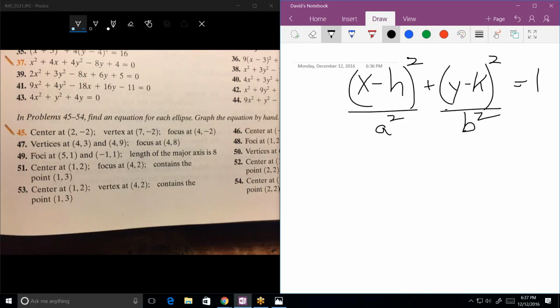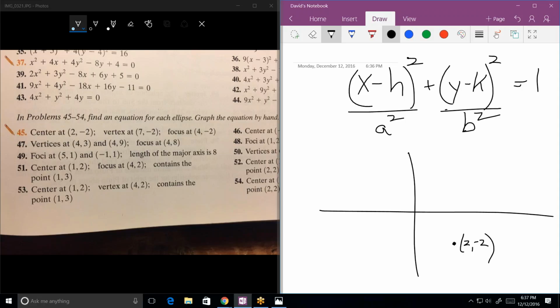First of all, let's determine if this is the right general formula. If I draw a general picture, my center is right there at 2 comma minus 2. And if my focus is at 4 comma minus 2, that means my focus is over here and I've got another one there. What kind of an ellipse do I have? Horizontal or vertical?